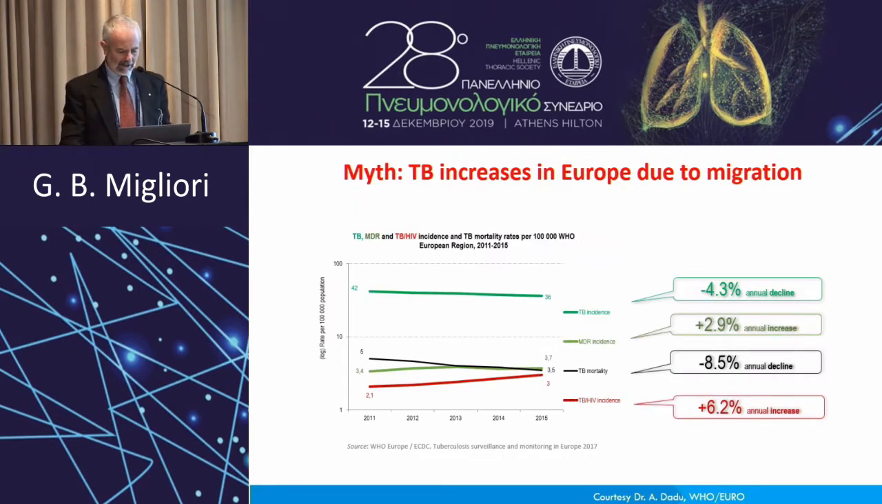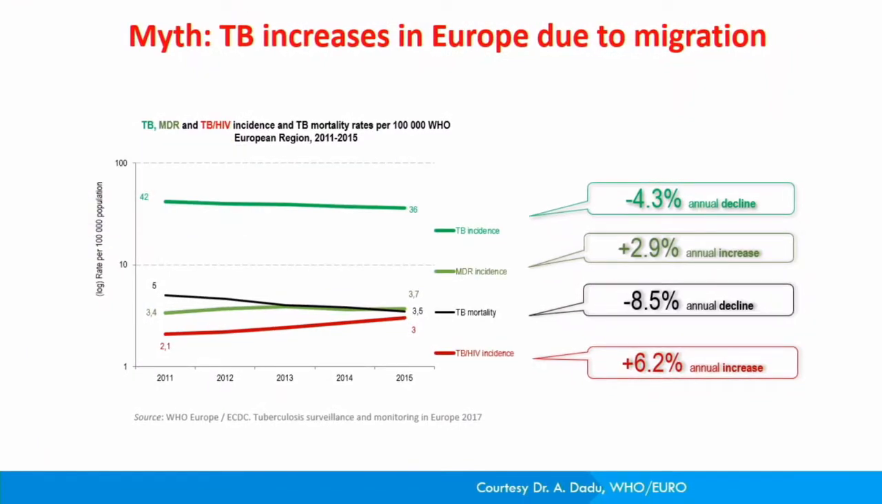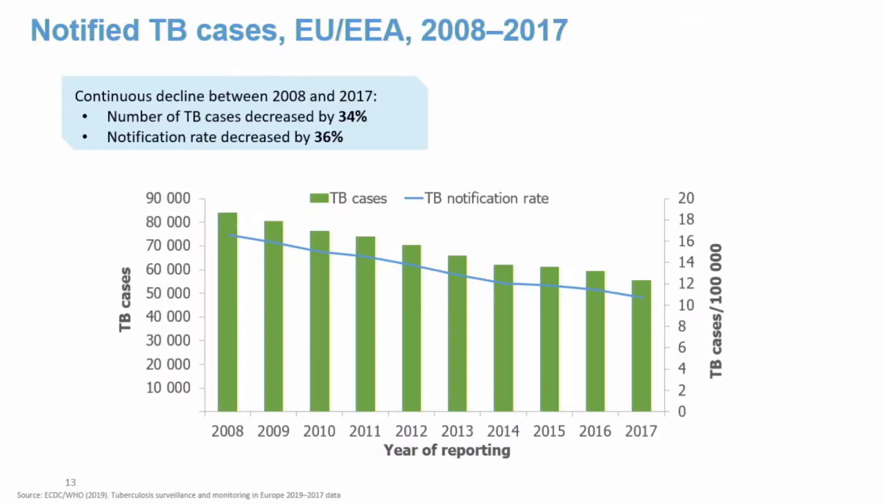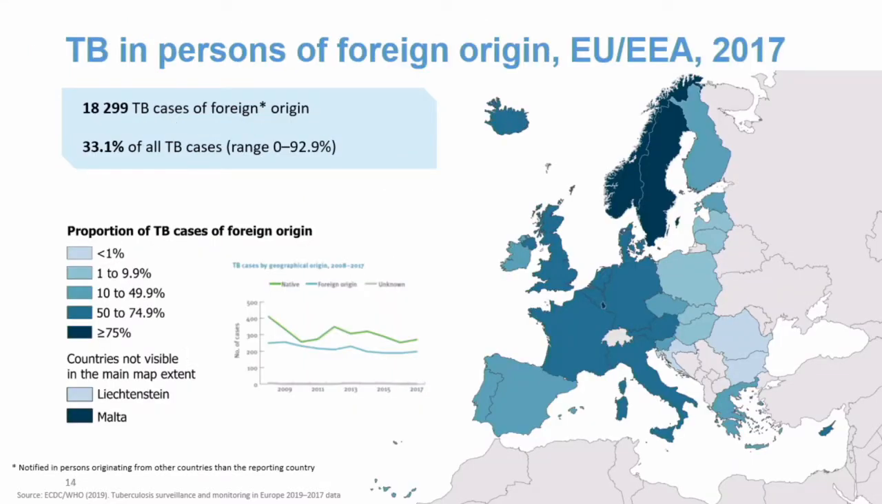So let's see the story of the increase due to migration. So basically, there is a reduction in numbers, except for MDR, and it's not really true that migrants are the reason for the increase. It's interestingly a bit alarming that there is an increase in TB HIV. This is very much due to what is happening in Ukraine and Russia, etc. But it's a phenomenon we have seen already, the decrease in Europe, and we have seen what's going on here in Europe in terms of proportion.